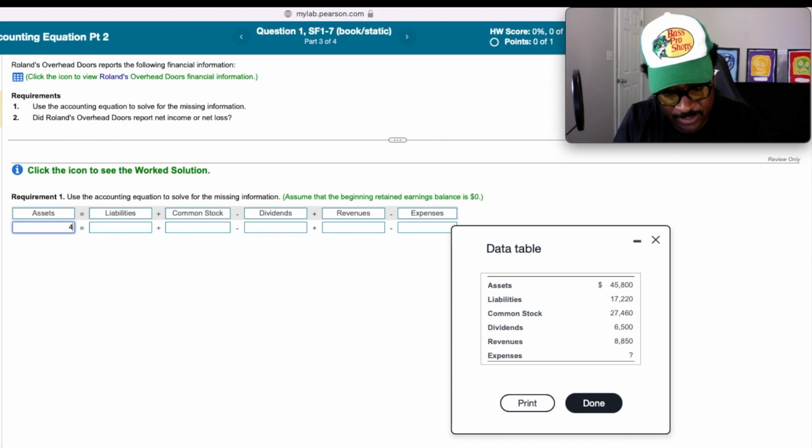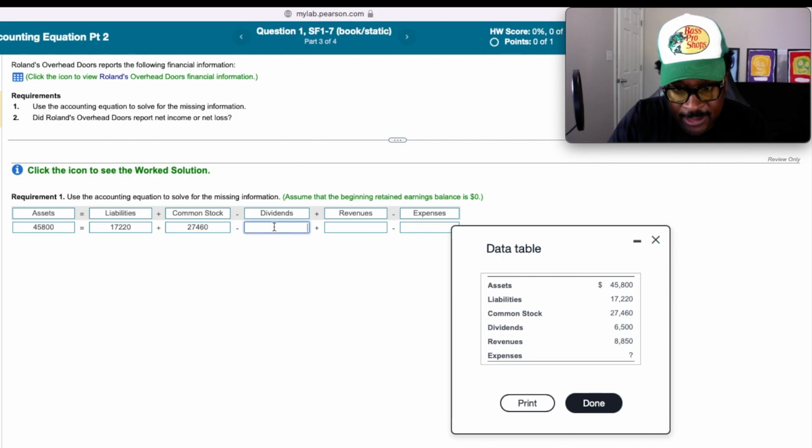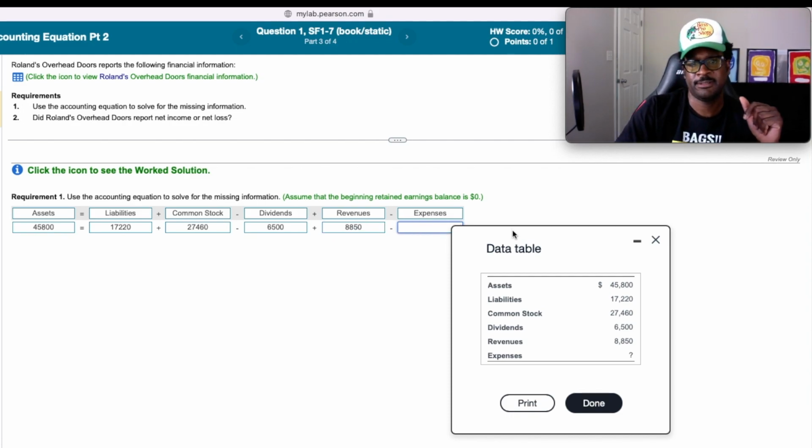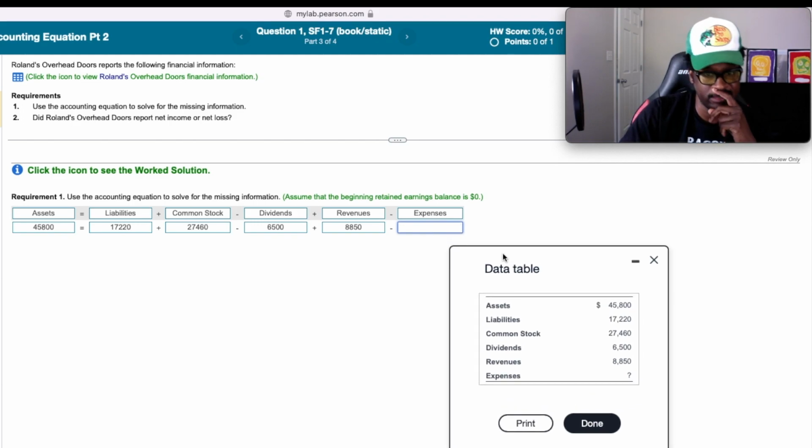So we have 54,800. Our liabilities are 17,220. The common stock is 27,460. Our dividends 6,500. Revenues happens to be 8,850, and we don't know what our expenses are. So we have to calculate the expenses.